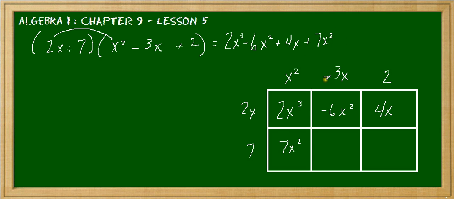Then we have 7 times negative 3x, that will be negative 21x. And so minus 21x, or negative 21x. And then lastly, 7 times 2 would be 14. So we would have plus 14, it's positive. So we have now 6 terms. We have, let's make this 3 look like a 3 here. That's better. 2x cubed. We have a negative 6x squared. We have a positive 4x, a positive 7x squared, a negative 21x, and a positive 14.